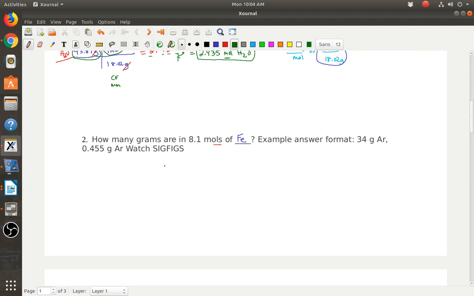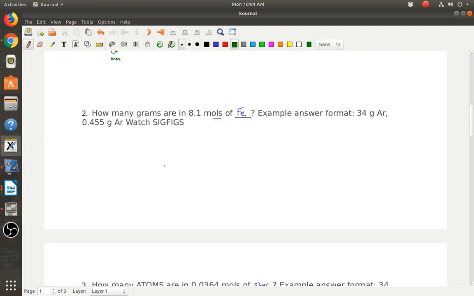Let's go on to the next one, okay? How many grams are in 8.1 moles of iron? So here's my question. All right, so we're going to write this down again. Mass to moles, moles to atoms. In this case, it's going to be atoms because iron is a single atom. It's not a molecule. To go from mass to moles, I need the molar mass of iron. To go from moles to atoms, I would need Avogadro's number. So the question in this case is mass, because grams is mass.